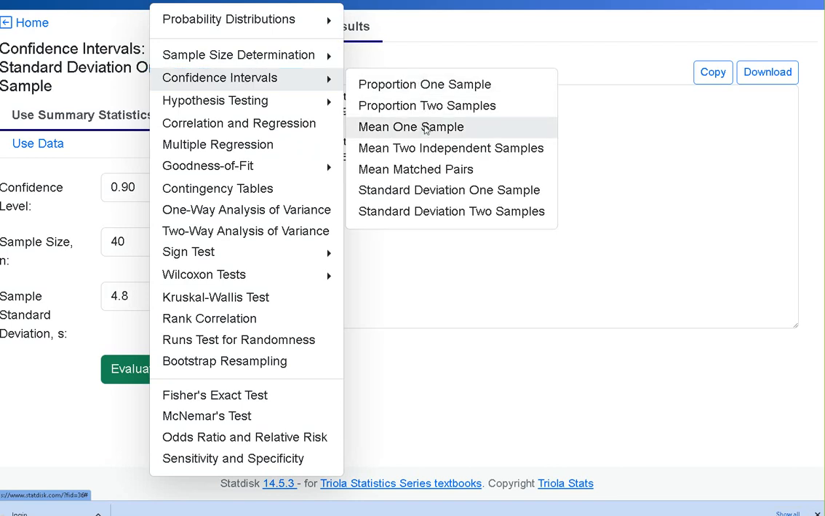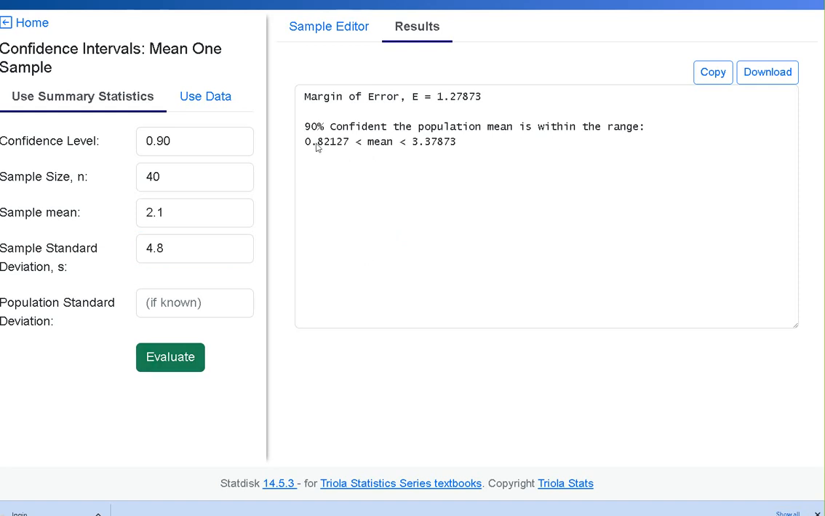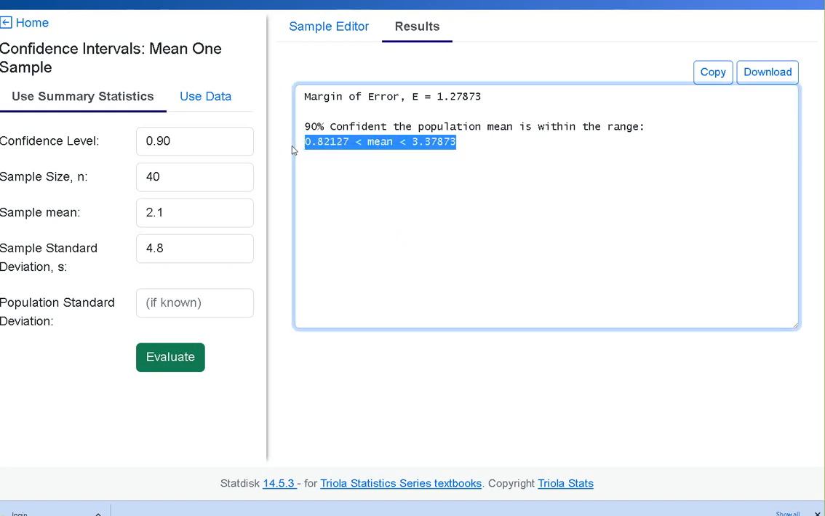Confidence intervals, mean one sample, 90% confidence interval. Sample size was 40. Sample mean was 2.1. And sample standard deviation was 4.8. So, bam. There's your confidence interval. So, your mean weight loss would probably be somewhere between 0.82 pounds and 3.38 pounds. That would tell you the effectiveness of this.